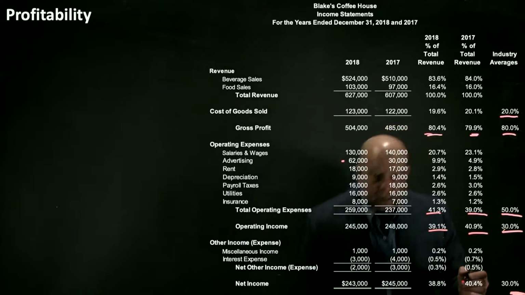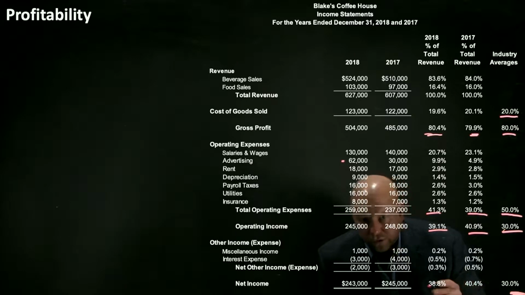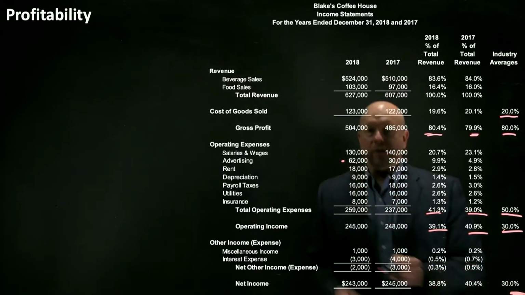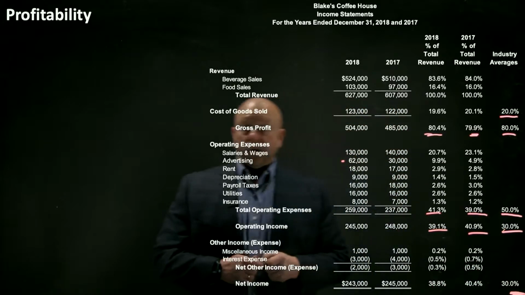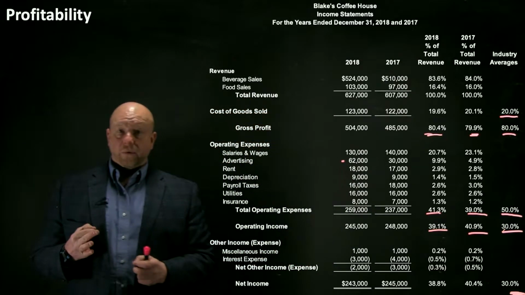And all the way down here, yes, net income as a percentage of revenue dropped from 40.4 to 30.8. Still better than the industry average. So these are signs that we are actually generating profitable sales.